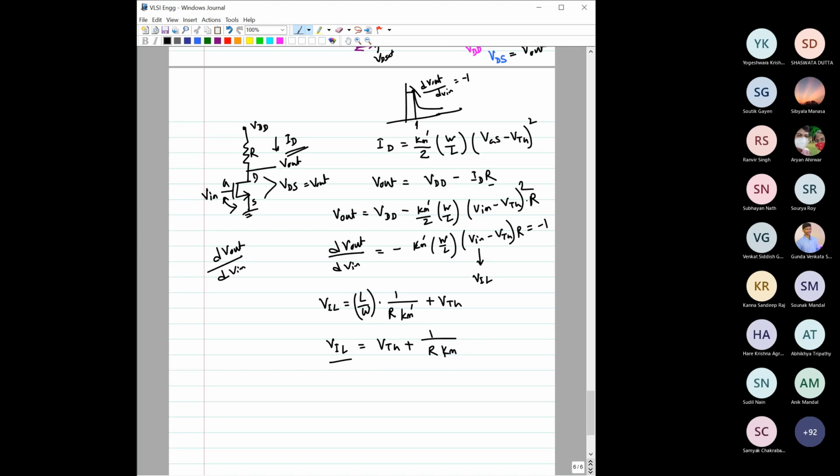So that way, the expression of VIL we are able to find. So this is this point, VIL. This is also important, VIL. Now we wanted to find this VOH. Now how will you find VOH?